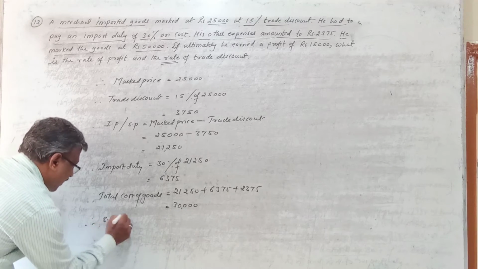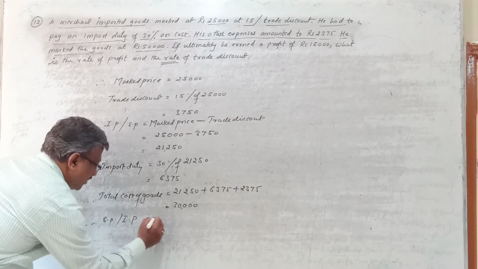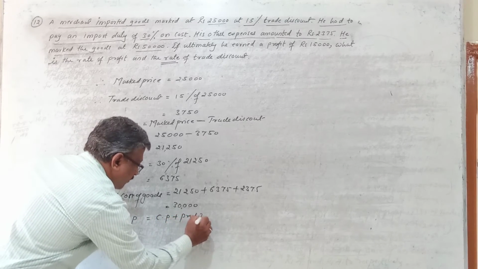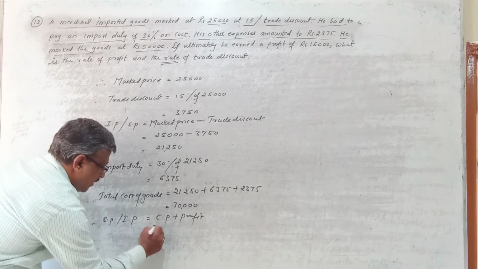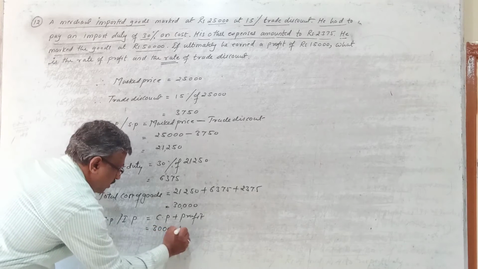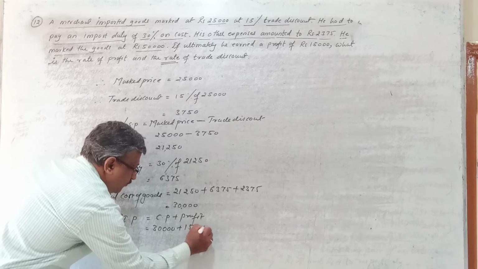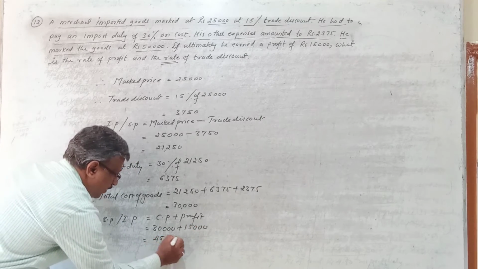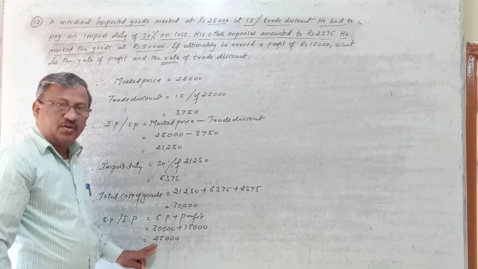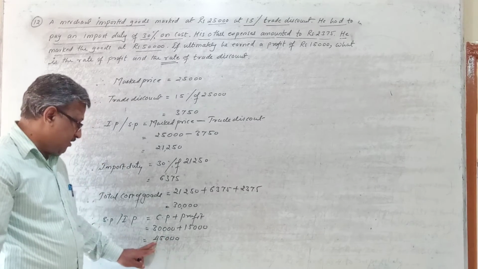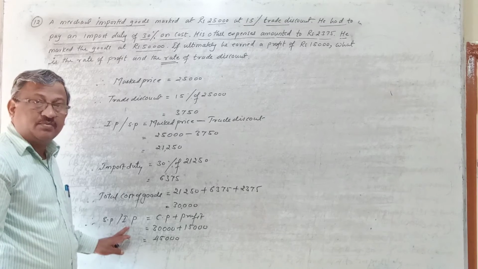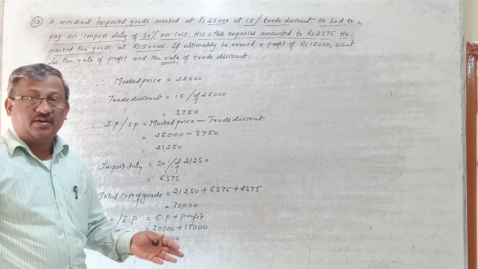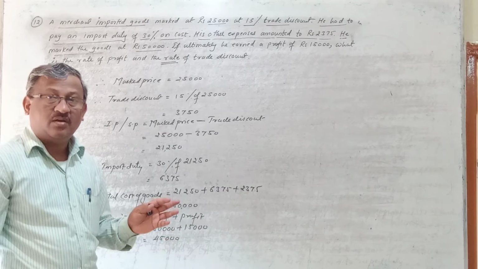So selling price, or it is also called the invoice price, is nothing but cost price plus the profit. So what is the cost price? 30,000 plus what is the profit given in the problem? 15,000. So if you add this, it comes to 45,000. So 45,000 is his selling price or invoice price. So invoice price means what? It is the price after deducting the trade discount from the marked price.